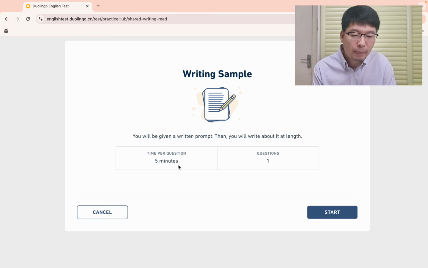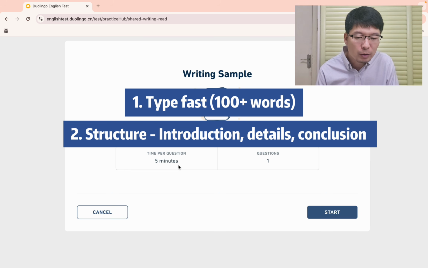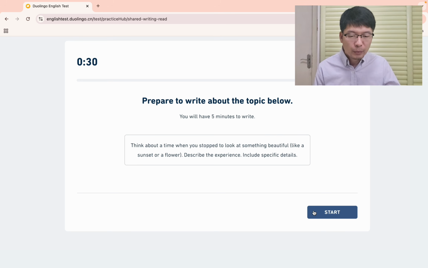So here, my tip is that the first thing you need to type very fast, because you only have 5 minutes. If you want to get a high score, you need to type as many words as you can. It's better more than 100 words. And the structure is very important. You need to write an introduction about a topic, and then in the main paragraph you can give some details and examples and your arguments, and finally it's better to write a conclusion. Okay, let me show you an example.